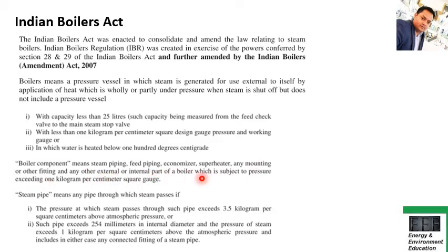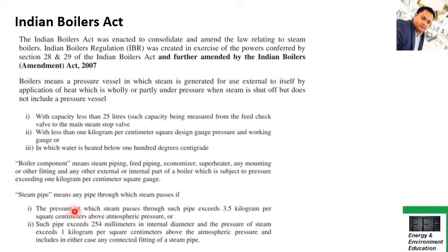So I'll explain you in detail all the different components of the boiler in coming slides, friends. For the timing, steam pipe means any pipe through which steam passes, if the pressure at which steam passes through such a pipe exceeds 3.5 kg per square centimeter above atmospheric pressure. Only then can you consider the pipe to be a steam pipe: if the pressure is more than 3.5 kg per square centimeter, and such a pipe exceeds 54 millimeters in internal diameter, and the pressure of the steam exceeds 1 kg per square centimeter above the atmospheric pressure.